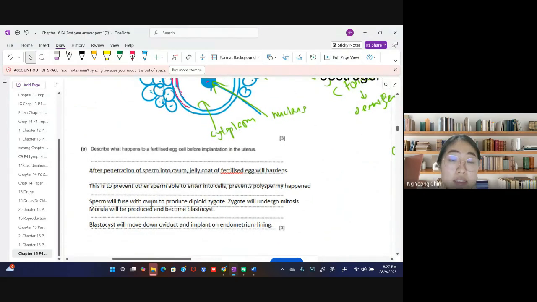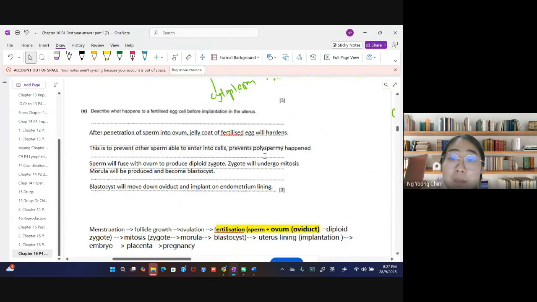And then you need to describe that after penetration of sperm into the ovum, the jelly coat will harden. That's why it can prevent other sperm from entering again, because we can only have one sperm fertilize one ovum, not 2 or 3 sperm fertilizing one ovum, right? Because you want to restore the diploid number of chromosomes. So we want to prevent polyspermy from happening.